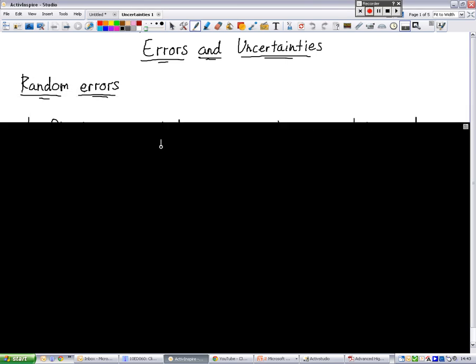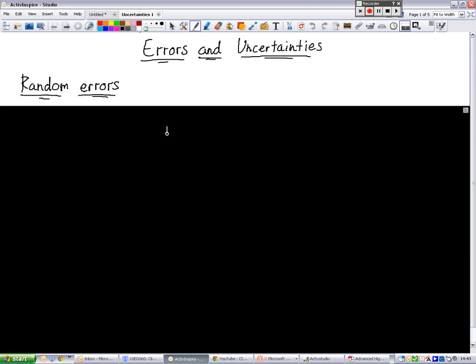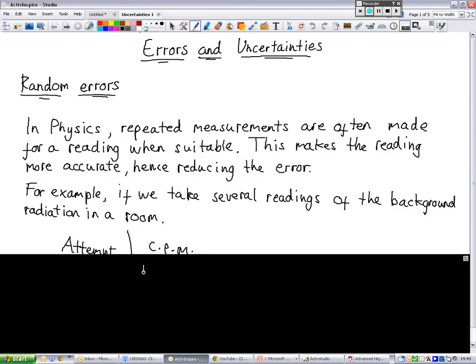We've looked at errors and uncertainties. Three main types of errors that we need to know about. Remember, of course, an uncertainty is really how accurate you think your result of an experiment is, or the result of your measurement is. The first of those is random errors.